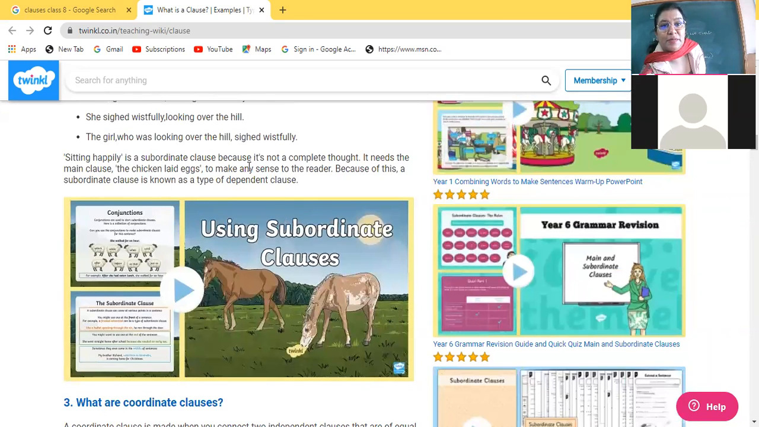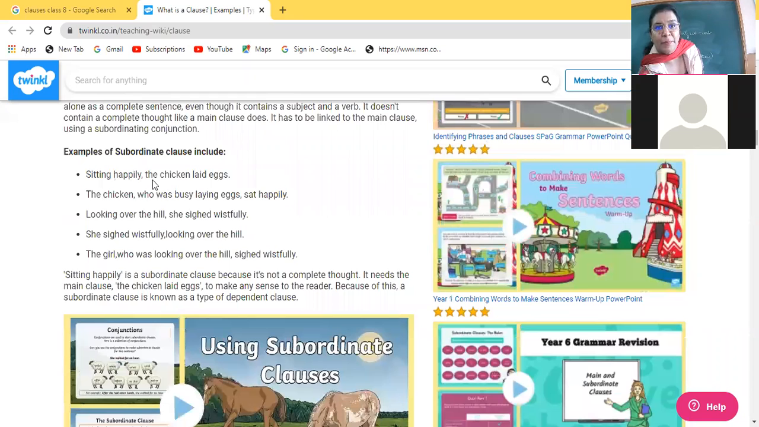Sitting happily is a subordinate clause because it is not a complete thought. It needs the main clause, the chicken laid eggs, to make any sense. So because of this, a subordinate clause is a type of dependent clause. So here, can we identify the dependent clauses? The chicken laid eggs, fine. Sitting happily is the dependent.